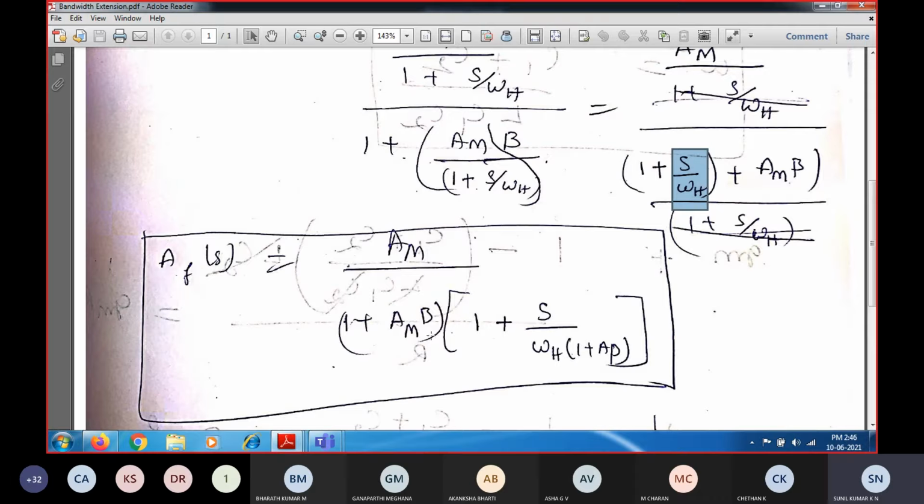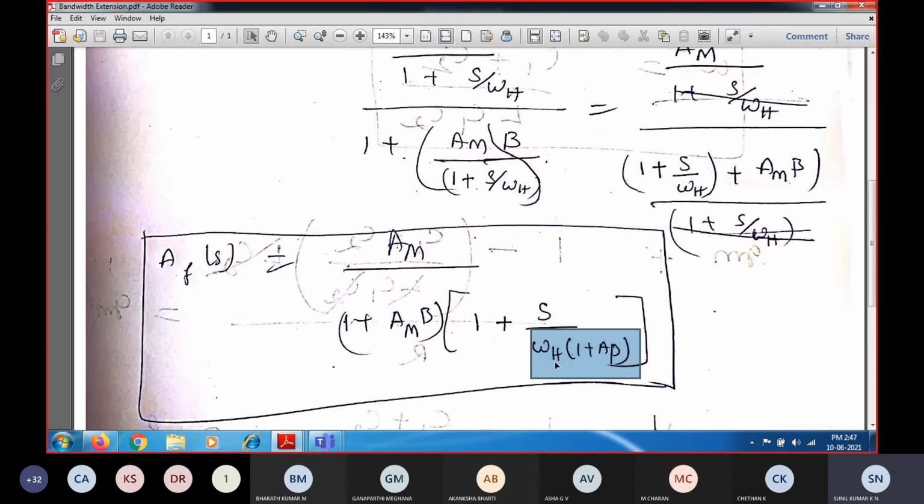So this is the gain with feedback: A_M, the midband frequency gain, divided by 1 plus A_M into beta, times 1 over 1 plus s by omega_h into 1 plus A_M beta. Assume the first part as a constant, because for a given beta and midband frequency the gain is constant. So you have a transfer function of the form K divided by 1 plus s by omega_h into 1 plus A beta.